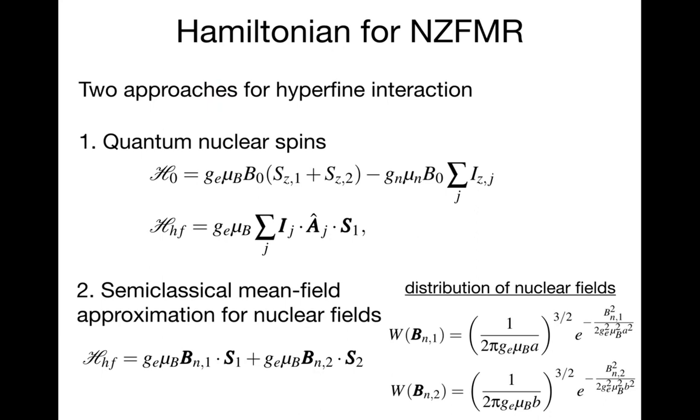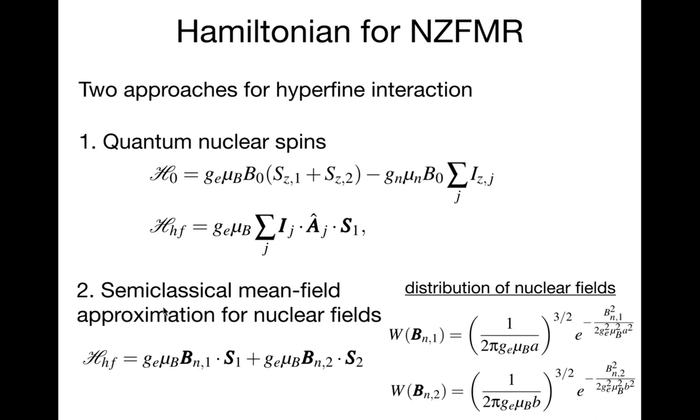Okay, so now let's think about the Hamiltonian for the near zero field magnetoresistance effect. Here we have to really consider the hyperfine interaction and how we want to model it. We could include quantum nuclear spins. So we have this hyperfine interaction, and we could have any number of nuclear spins. Of course, the larger the number of nuclear spins, the larger the operators we need to use, so there are some computational issues you run into.